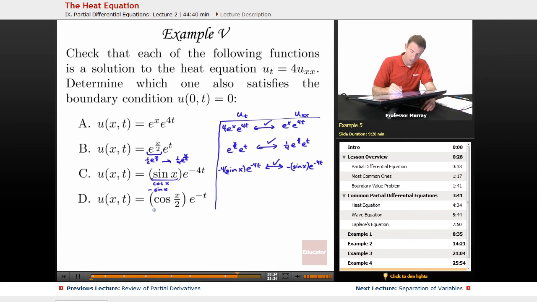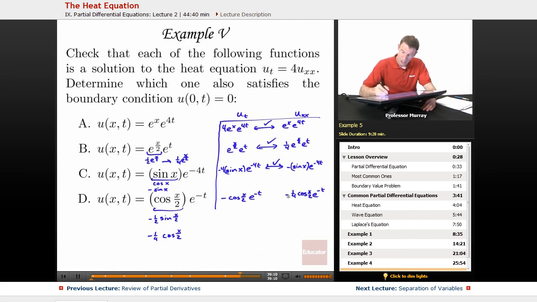Now let's look at u(x,t) equal to cosine of x over 2 times e to the negative t. Our u_t just has cosine of x over 2 coming down as a constant, and the derivative of e to the negative t is negative e to the negative t. For u_xx, the e to the negative t comes down as a constant. The derivative of cosine of x over 2 is negative sine of x over 2, but then we have to multiply by 1/2 by the chain rule. Then the derivative of sine is cosine of x over 2, and multiplying by 1/2 again by the chain rule, we get negative 1/4 cosine of x over 2 times e to the negative t. Again, if you compare the left-hand side with the right-hand side, the left-hand side is exactly 4 times the right-hand side. And so again, we have a solution to the partial differential equation there.